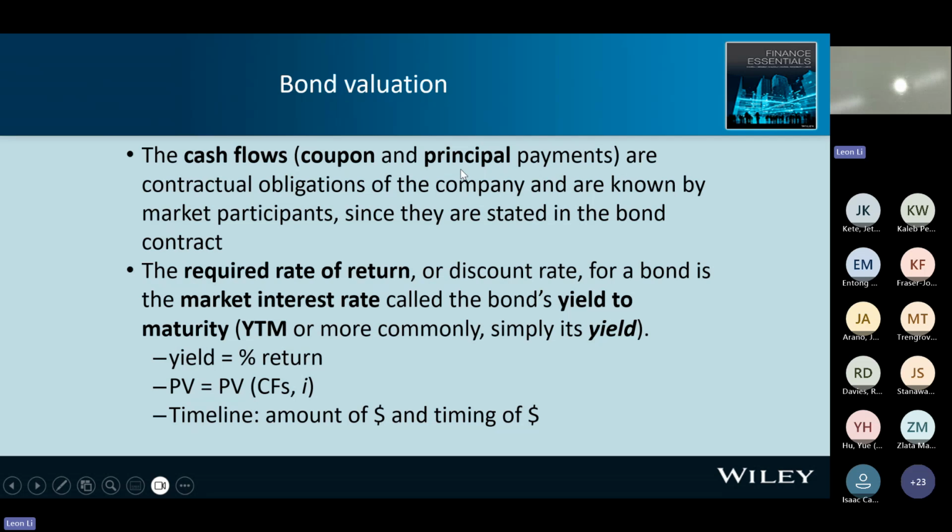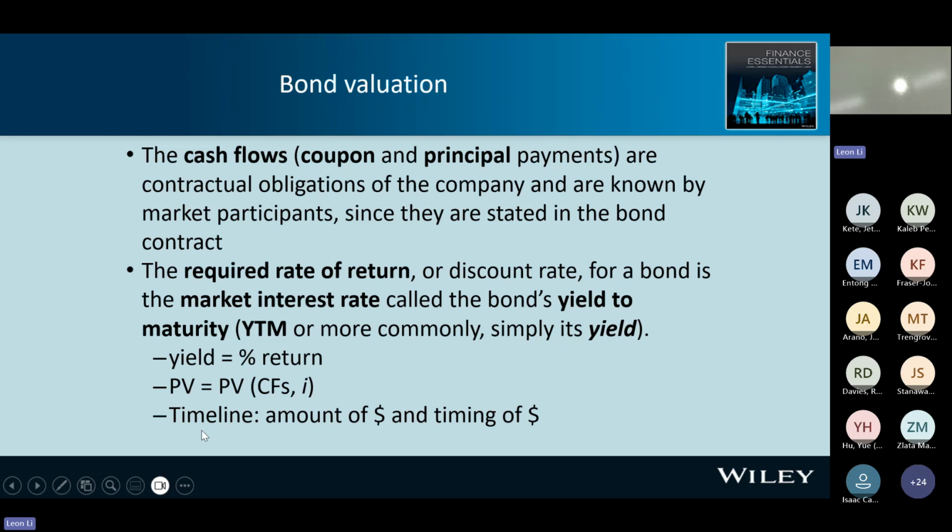The second variable is the required rate of return or discount rate. For a bond, it's the market interest rate, called the bond's yield to maturity, YTM. So in the following discussion, the interest rate for a bond is YTM, yield to maturity, or simply yield. Right, so yield is percentage return. And I know the present value, PV, is a function of cash flows and I, the market rate.